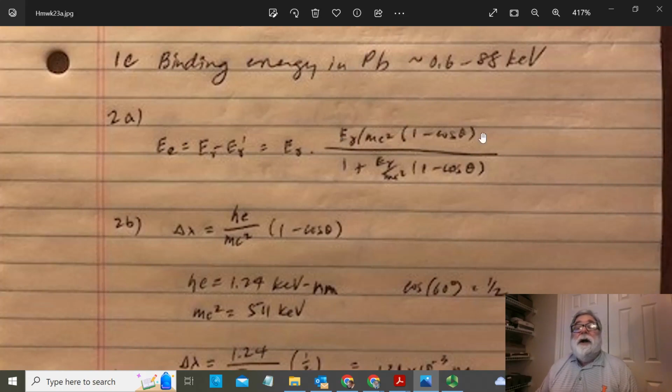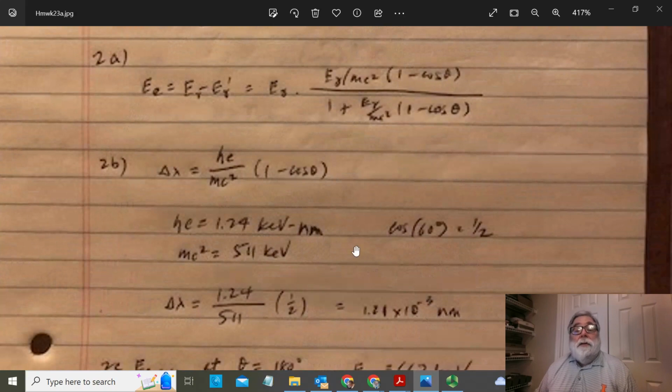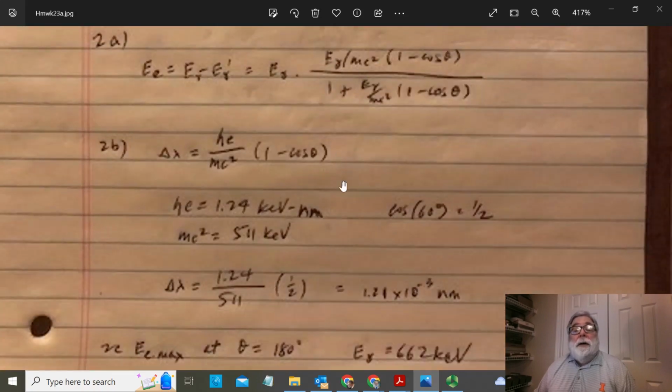So theta is 180 degrees, or pi radians, and the cosine of pi radians is -1. 1 minus a -1 is 2. So that's where I get the 2 from. And E gamma over mc squared.